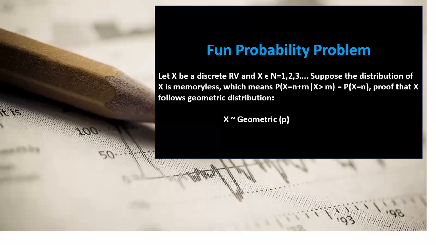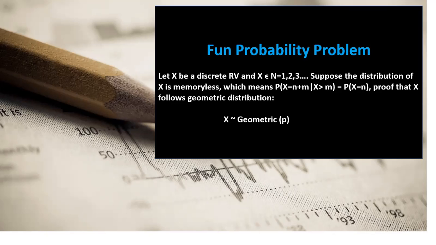And today we are going to work on a very interesting problem. They said that X is a discrete random variable, and X belongs to the natural numbers 1, 2, 3, and so on. Suppose the distribution of X is memoryless. That means the probability that X equals n plus m, given that X is greater than m, is equal to the probability that X equals n. So we want to prove that X has a geometric distribution.